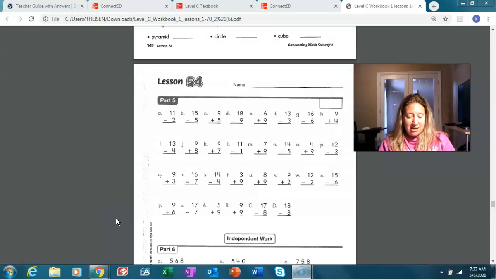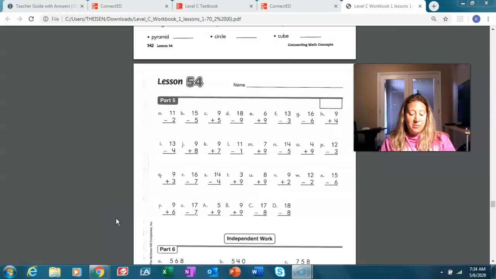Everyone touch problem A. 11 minus 2 is 9. 15 minus 5 is 10. C, 9 plus 5 is 14. D, 18 minus 9 is 9. E, 6 plus 9 is 15. F, 13 minus 3 is 10. G, 16 minus 6 is 10. H, 9 plus 4 is 13.